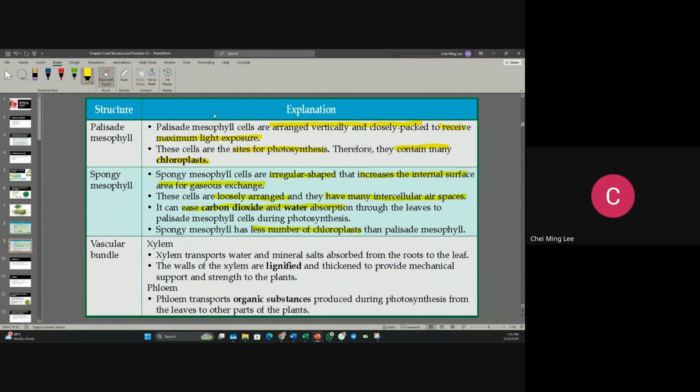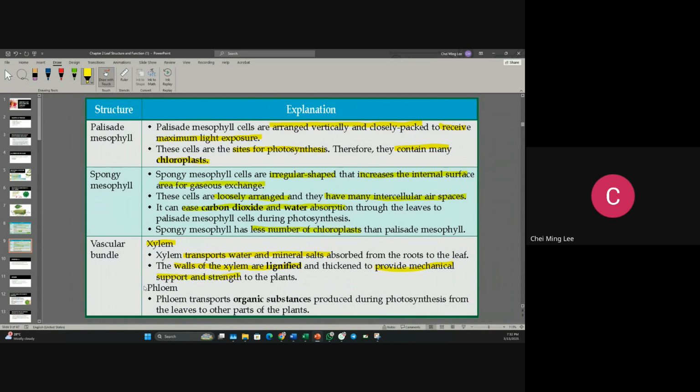Now for the vascular bundle, we have xylem and phloem. Xylem transports water and mineral salts, while the walls of xylem are lignified. Lignified is like the chewing gum you have seen before, a brownish yellow color. After it dries out, it becomes very strong and hard. That is lignin, and it provides mechanical support and strength to the plant.